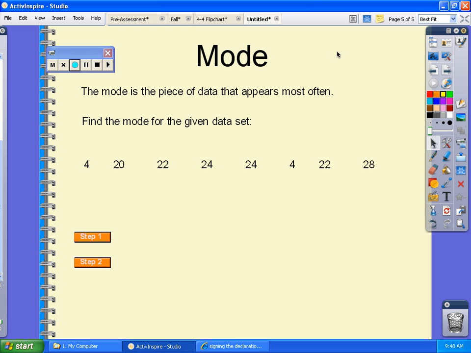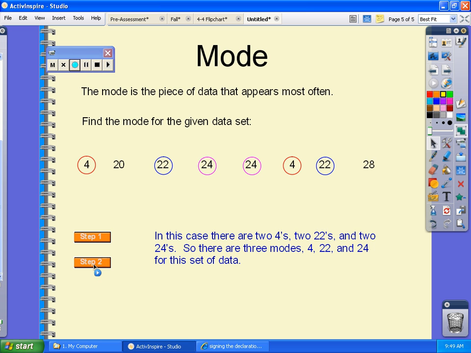Now the mode is the piece of data that appears most often. Looking at the same data set, step number 1 is to identify all the numbers that repeat themselves. And then once we have done that, we try to identify which ones have repeated themselves most often. In this case, 4, 22, and 24 for this data set are all the modes because each of them repeats twice. So as a result, you have multiple modes for this particular data set.